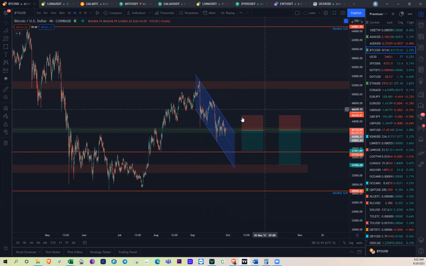And so that's how I play it. I'm either going to do one or both. I'm going to sell this, and I'm also going to put in buy orders, buy limits, at these lower levels.